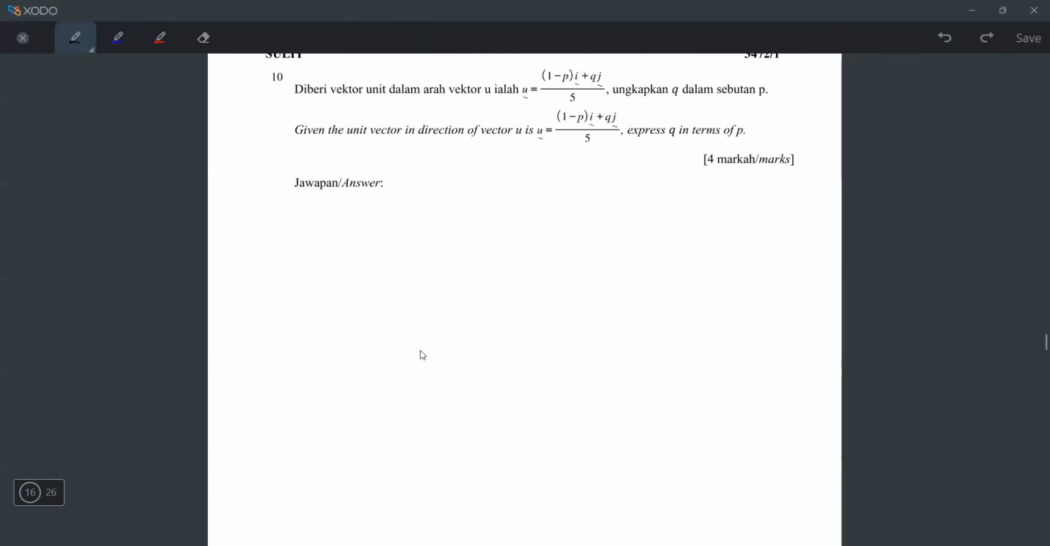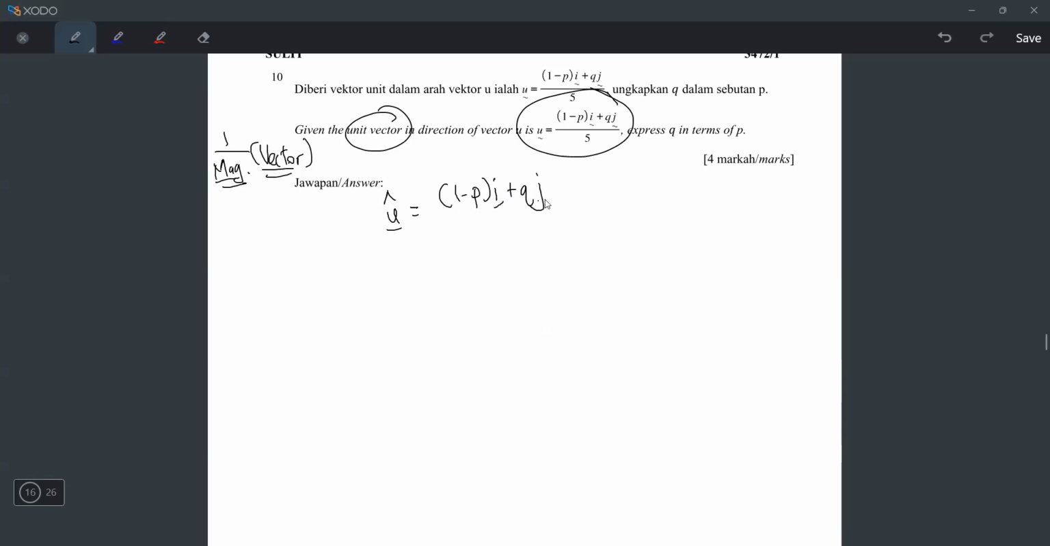Okay, number 10. Given the unit vector, what's the formula for unit vector? I mentioned so many times already, 1 over magnitude times the vector. But make sure the vector is in terms of i and j, and make sure when you find magnitude also, you need the vector in i and j. So now they say, given the unit vector is this, right? So let's write down unit vector for u. Oh, and by the way, this hat symbol is the symbol for unit vector. So 1 minus pi plus qj over 5.